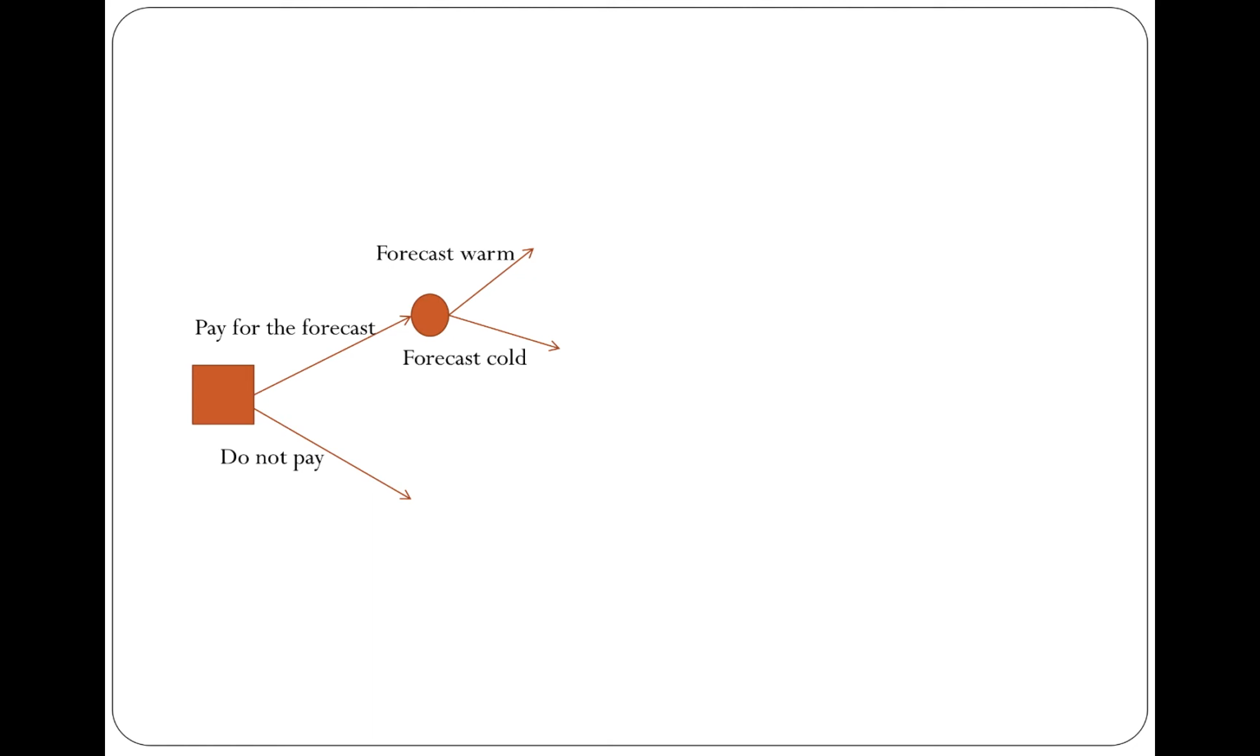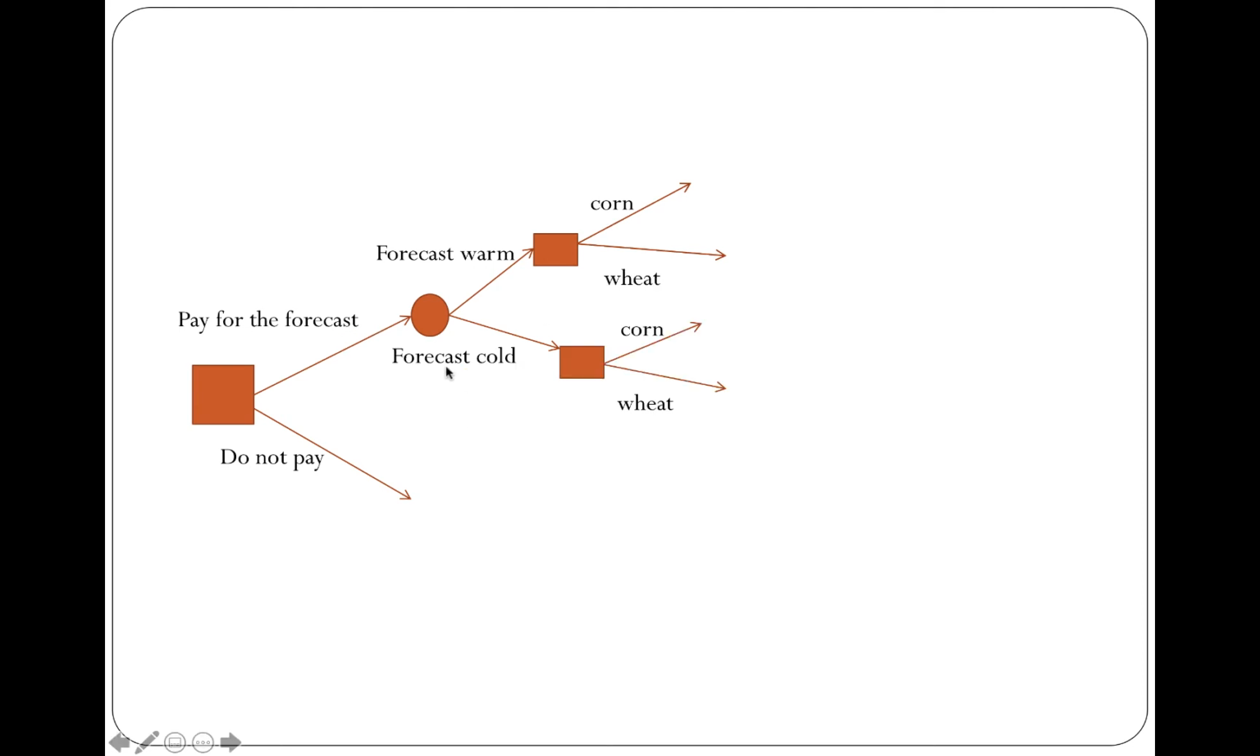What is the next thing? So still we have to make a decision. Are we going to plant corn or plant wheat? Similarly, if the forecast says this year is going to be cold, we have to decide, are we going to plant corn or plant wheat? Okay, let's assume we decide to plant corn.